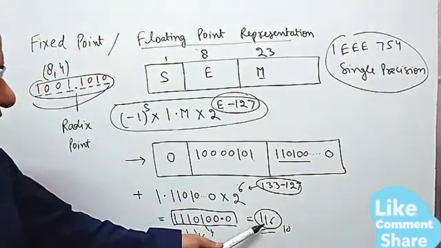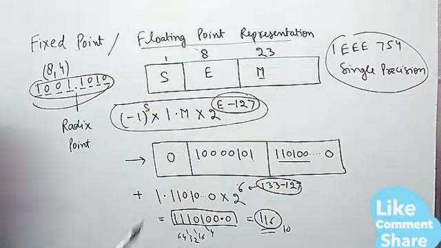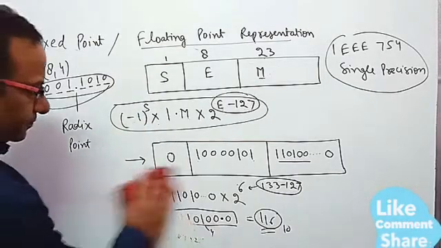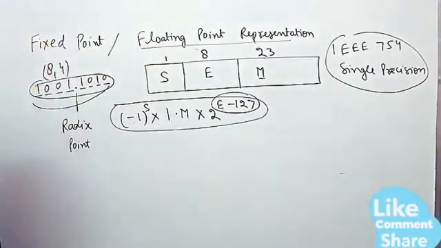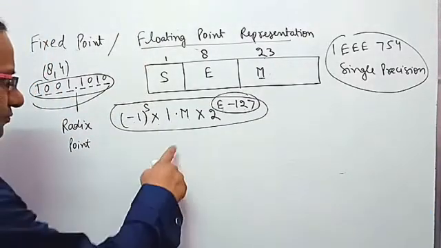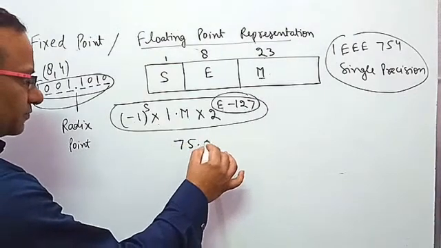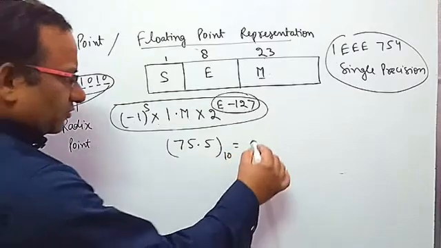So to represent 116 in decimal, the representation will be like this. Let's do it in reverse sequence. Let's take a number and store it in this single precision format. Let's take a number, for example, 75.5 in decimal. Let's convert it into binary first.